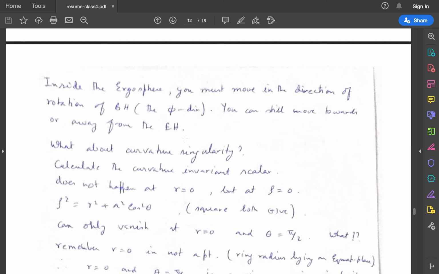So in the ergosphere, you must move in the direction of the rotation of the black hole. So that is an interesting thing. We will come to that a bit later.